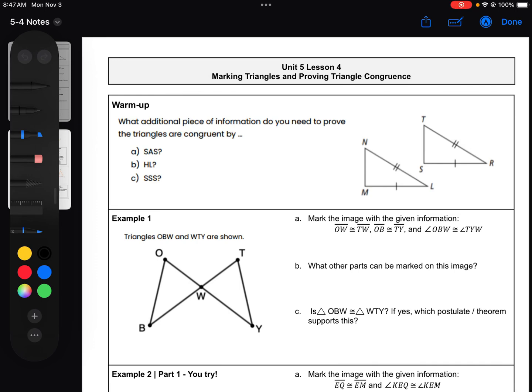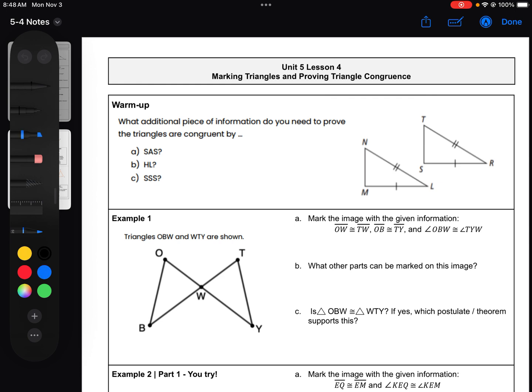Hi there, Mr. Biggers here, and we are going to learn Unit 5, Lesson 4, which is marking triangles and proving triangle congruence. So we're going to start here with the warm-up. I want you to go ahead and pause the video and see if you can figure this information out. So the warm-up says, what additional piece of information do you need to prove the triangles are congruent by side angle side, hypotenuse leg, or side, side, side, okay?